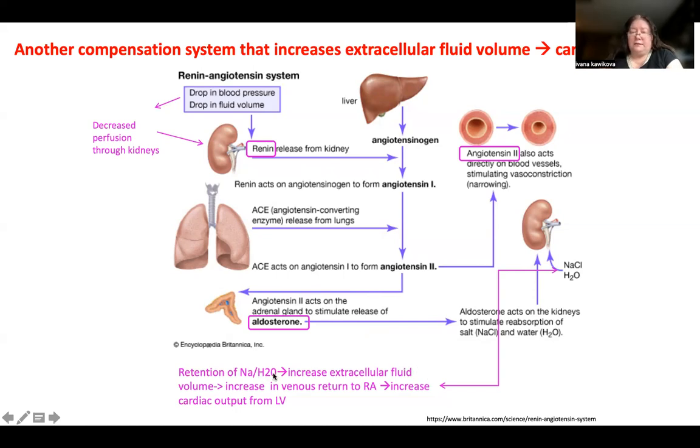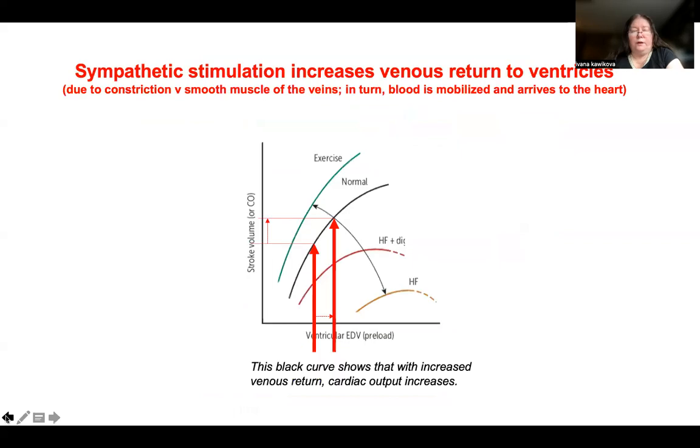If we have more fluid in the body, more blood is going to arrive to the ventricles, and the end-diastolic volume increases. As we showed before on the Starling law, the increased venous return is increasing stroke volume. So the sympathetic activation through baroreceptors and the renin-angiotensin-aldosterone system are the key compensation mechanisms to low cardiac output.